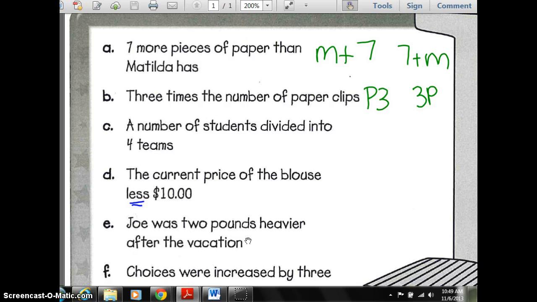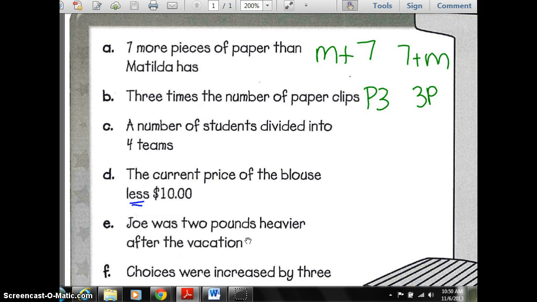Example C. A number of students divided into 4 teams. Don't spend a lot of time thinking about what letter of the alphabet. That is not the important part. America, look at that again. Shovel.